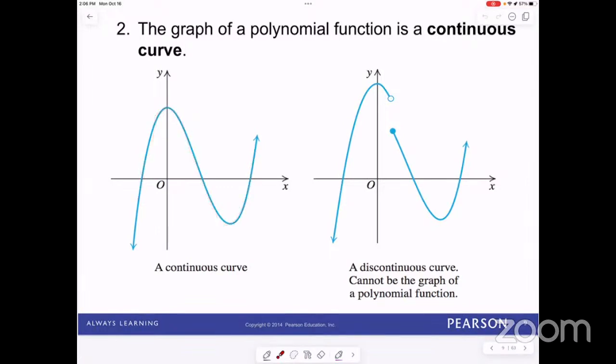And on this graph on the other side, say we were to pick any random point and start tracing. In order to get to these points on the other side, we have to pick our pencil up and then put it back down, right? So this is an example of a graph that has a hole or a gap or a break. So this cannot be the graph of a polynomial function. Polynomial functions are continuous.